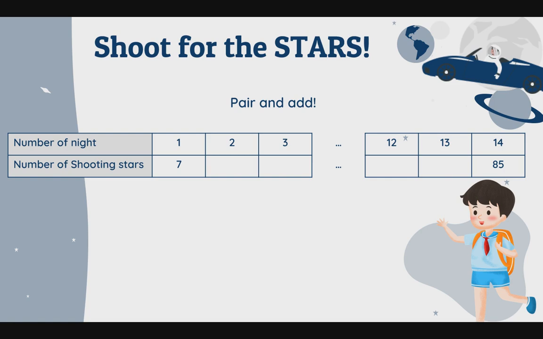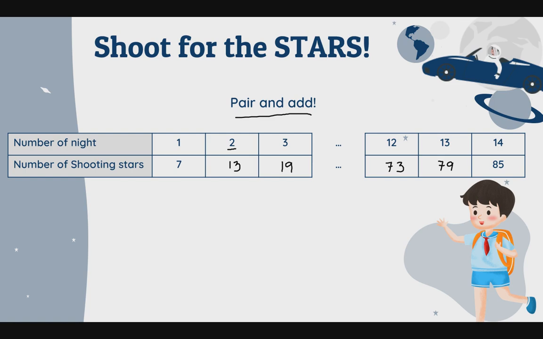So on the second night, if it is increasing by 6, how many shooting stars are there? Very good, 13. How about on the third night? Very good, 19. How about on the 13th night if there are 85 shooting stars on the 14th night? Very good, 79. And on the 12th night, we have 73 shooting stars.